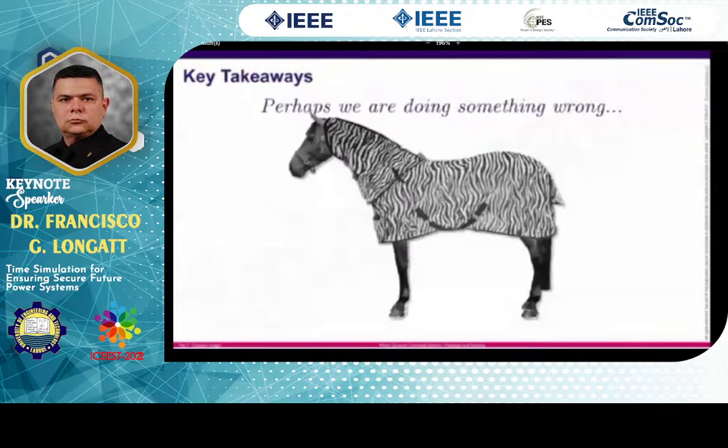But in this photo, I would like to take this photo as the final message for this presentation. Because as you can see over here, I have a horse, but I am trying to put on them a costume that is looking like a zebra. And that is my main takeaway here, that probably we are trying to make the power converter to look like a synchronous machine.